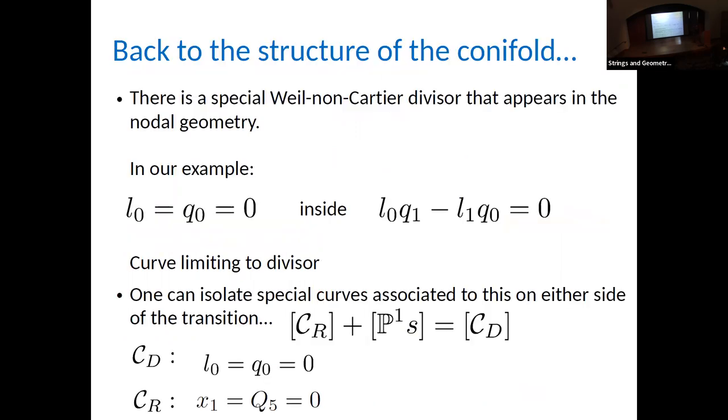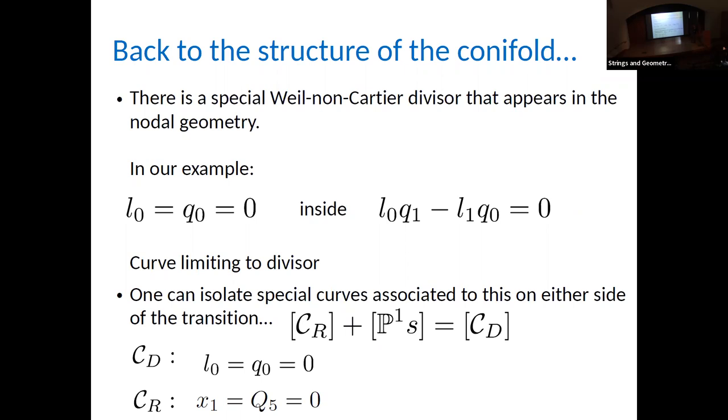So back to the structure of the conifold, it turns out that if you're interested in what you can perform as something like a small instanton transition in the gauge sector, there is a natural set of candidate curves that the conifold geometry hands to you. There are in fact special Weil non-Cartier divisors that appear in the nodal geometry. Away from a nodal quintic, remember that these L's and Q's were coefficients of defining equations on the resolution side that combine to give this nodal quintic in the singular limit. If you look at a locus that's given by two of those, for example an L_0 and a Q_0 equals zero, what you find is that in a smooth quintic, this is a smooth curve. And as you approach the nodal quintic, this actually enhances from a curve to a divisor. This is a funky divisor, hence the Weil non-Cartier nature of it, but this is a well-formed divisor inside the nodal quintic. Curve limiting to divisor in this case.